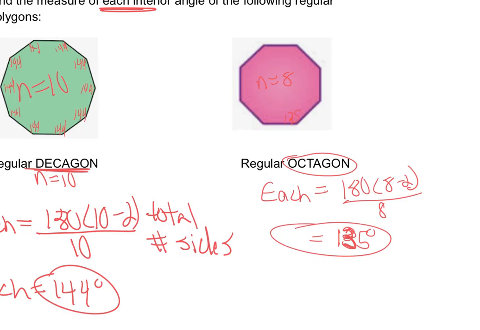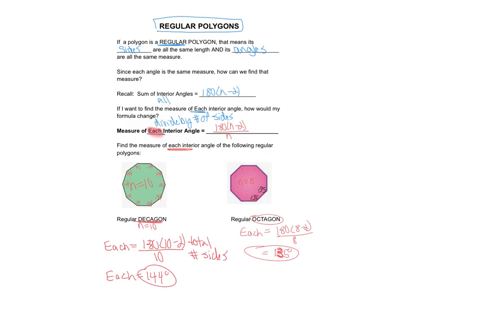The red's hard to see. This one's 135. This one's 135. All the way around, they each would be 135 degrees. Okay. So that's a regular polygon. We're still talking about angles on the inside. Next, we are going to actually talk about angles on the outside of a polygon.